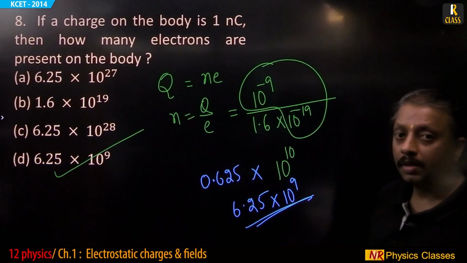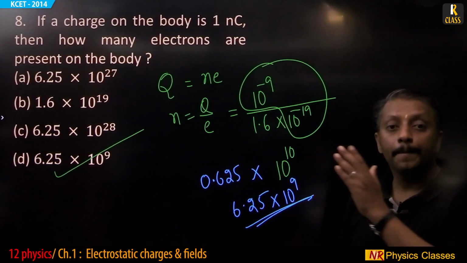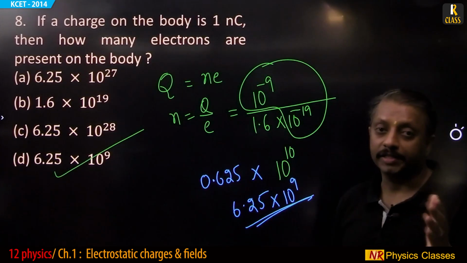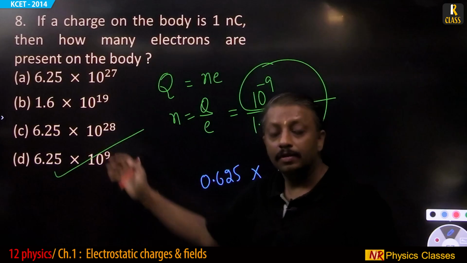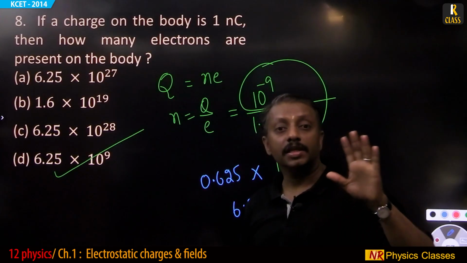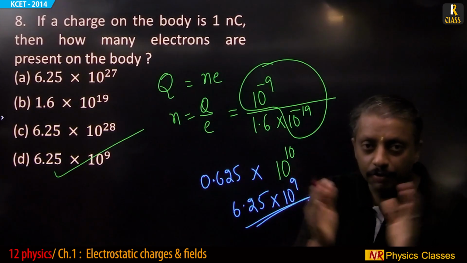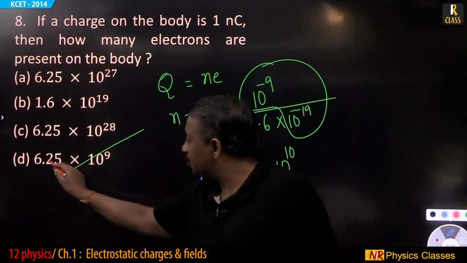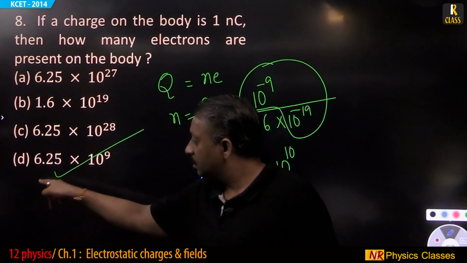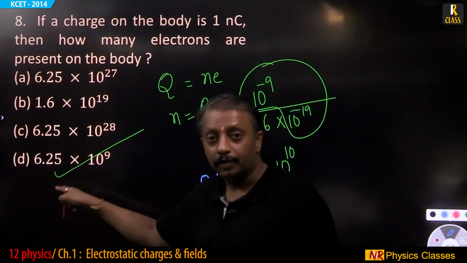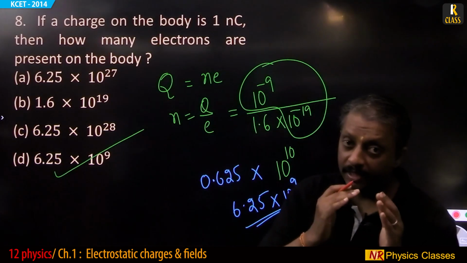See, for simplification, you really don't require a mathematical table or calculator. The options are set beautifully so that even without a calculator you can get the answer. If the options are very close to each other, like 6.25 into 10 to the power of 9 and one more option, 6.45 into 10 to the power of 9, in such cases you have to be a little bit careful.